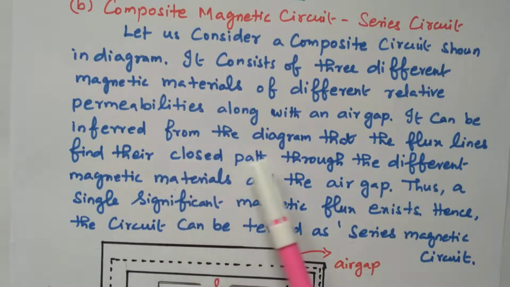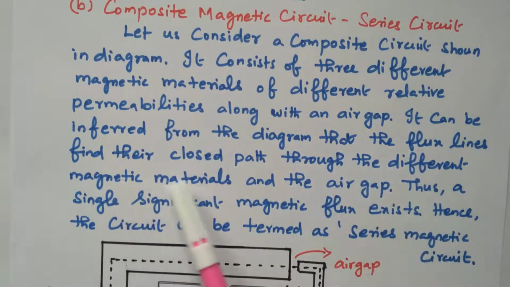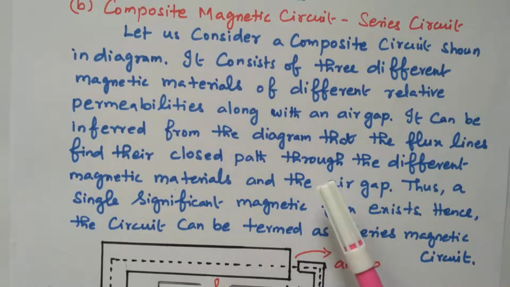It can be interpreted from the diagram that flux lines find a closed path through the different magnetic materials and the air gap. The flux flows through all three different magnetic materials and the air gap, but only one flux is available. Thus a single significant magnetic flux exists, so it is called a series magnetic circuit.